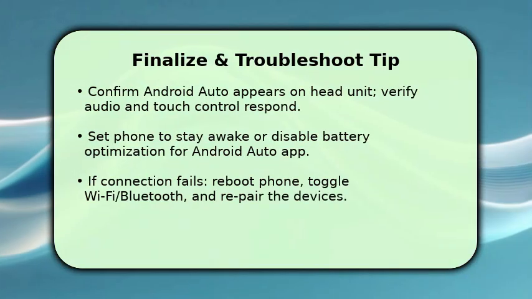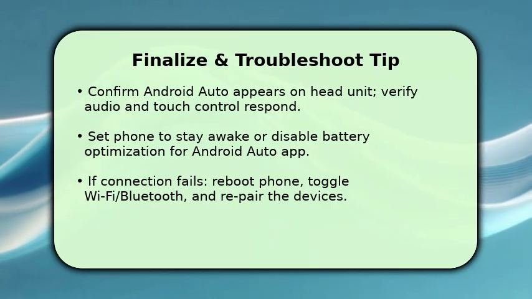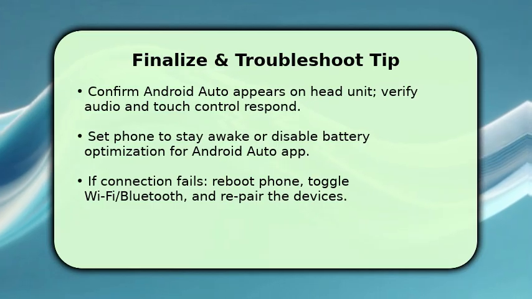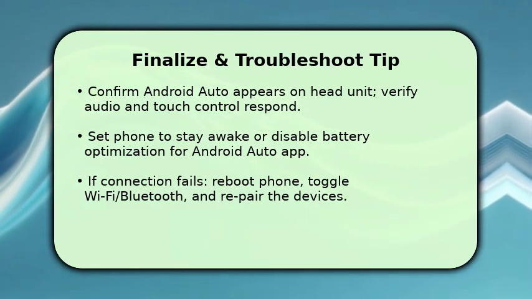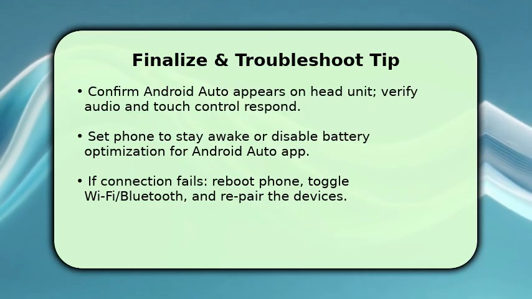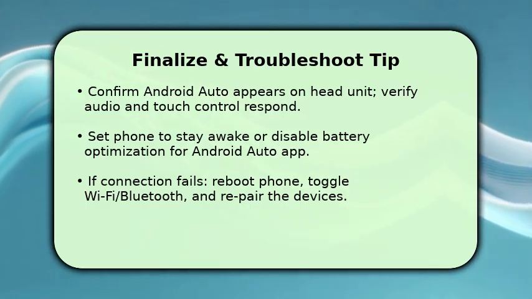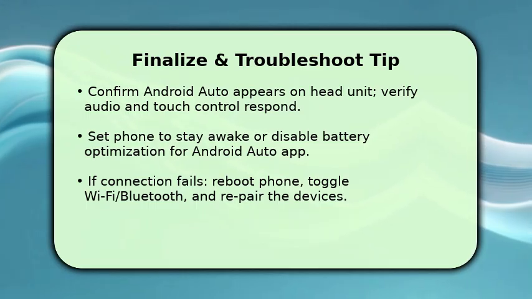To finish, confirm Android Auto's interface is fully loaded on the head unit and test audio, navigation, and touch controls. Make sure audio routes to the car speaker and voice works. For stability, set the phone to exclude Android Auto from battery optimization or enable stay awake while charging.